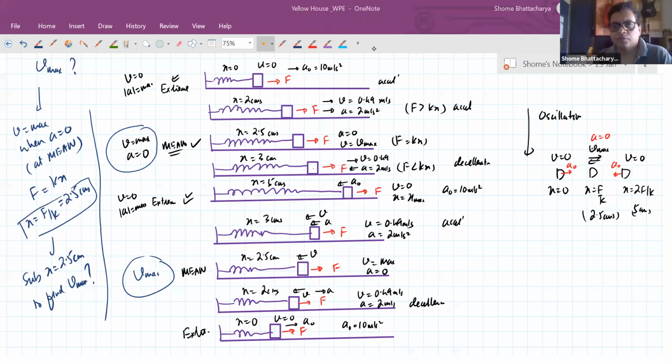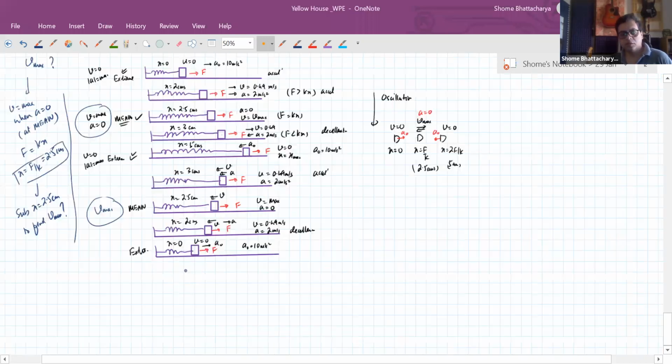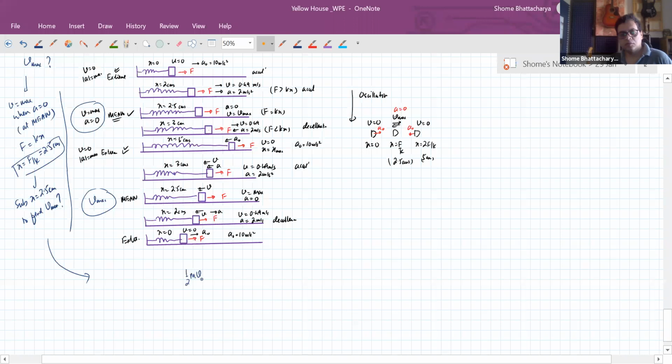Okay people, let's just verify the value of the maximum speed. So you can see here that 5/2 into maximum speed square plus this into 2.5 into 10 raised power minus 2 square should be equal to 50 into 2.5 into 10 raised power minus 2.